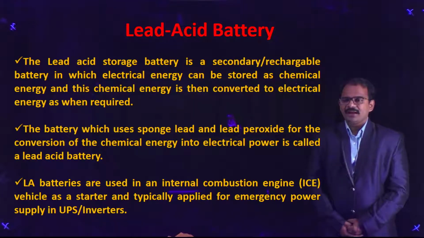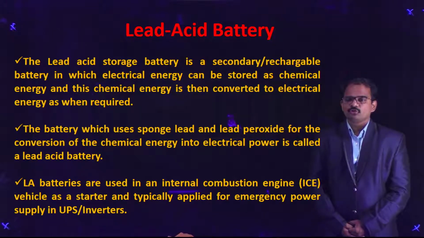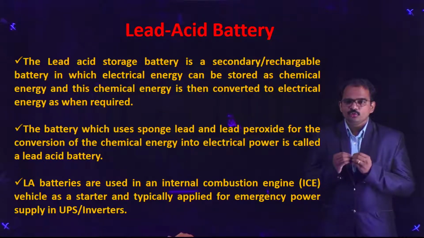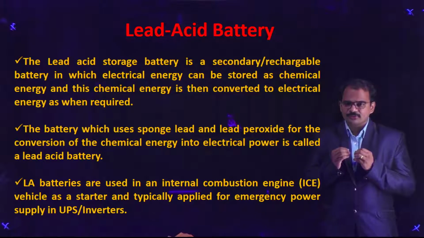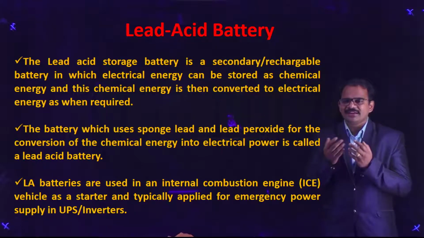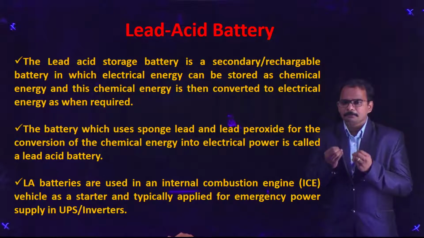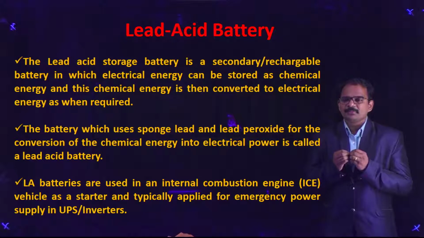A lead acid storage battery is a secondary or rechargeable battery in which electrical energy can be stored as chemical energy. And then the stored chemical energy can again be converted into electrical energy when required. So the battery which uses sponge lead and lead peroxide for the conversion of chemical energy into electrical energy and vice versa, that is conversion of electrical energy into chemical energy, is known as a lead acid battery.